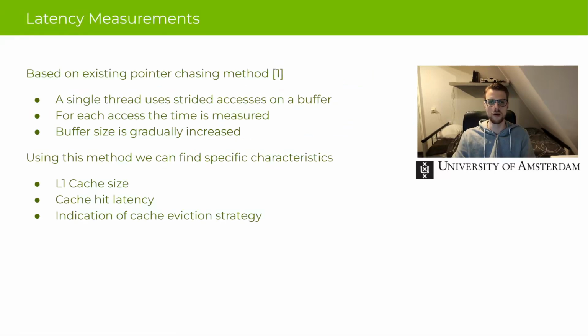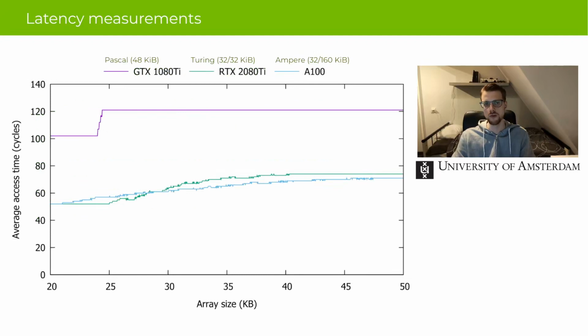For latency, we base it on an existing pointer chase method, where a single thread uses strided accesses on a buffer. For each access, the time taken is measured, and then we gradually increase the buffer size until the L1 misses start to increase. Using this method we can find characteristics such as the L1 cache size, the cache hit latency, and perhaps even an indication of a fetching strategy. So what did we find?